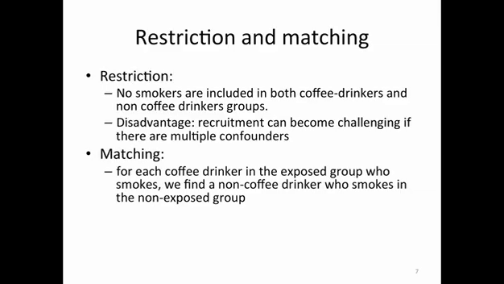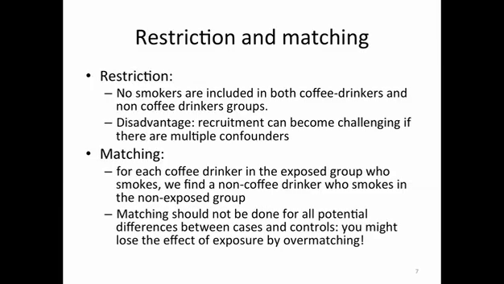Matching involves selecting controls in a way that the distribution of potential confounders among controls will be similar to those of the cases. For example, for each coffee drinker in the exposed group who smokes, we find a non-coffee drinker who smokes in the non-exposed group. It's important to note that the matching should only be done for the most important confounders and not for all expected differences between cases and controls. By doing such overmatching, one may eliminate the effect of the exposure itself.